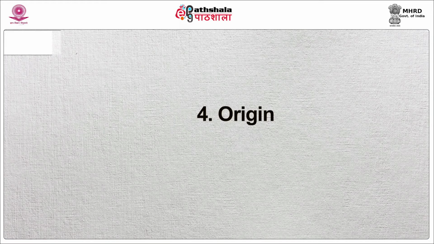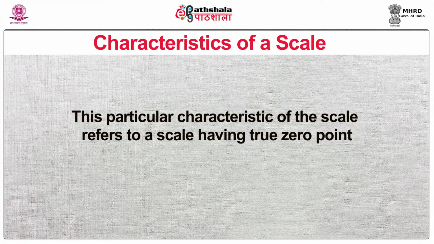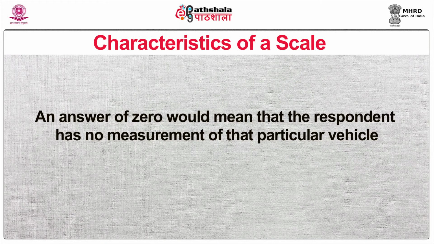Therefore, distance implies order but not vice versa. The fourth is the origin. This particular characteristic of the scale refers to a scale having a true 0 point. An answer of 0 would mean that the respondent has no measurement of that particular variable. In social sciences, this point is referred to as neutral.